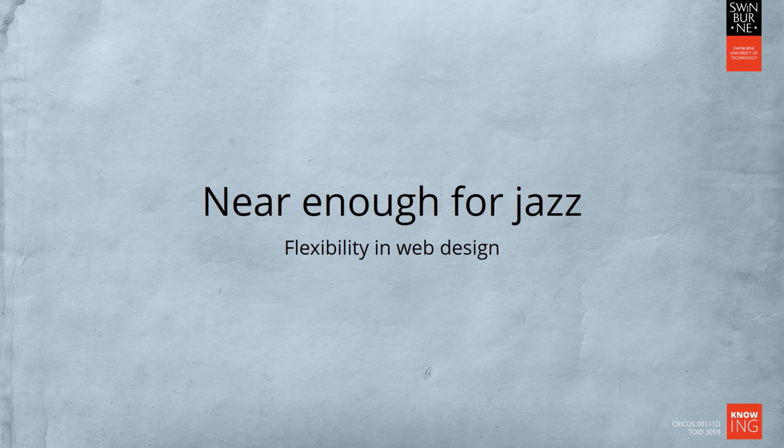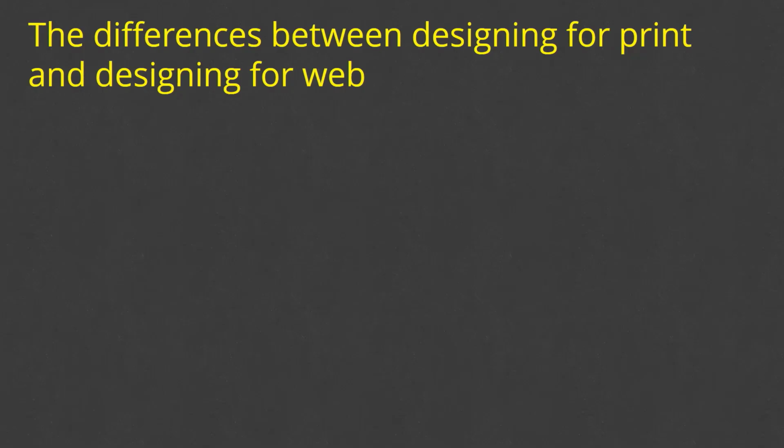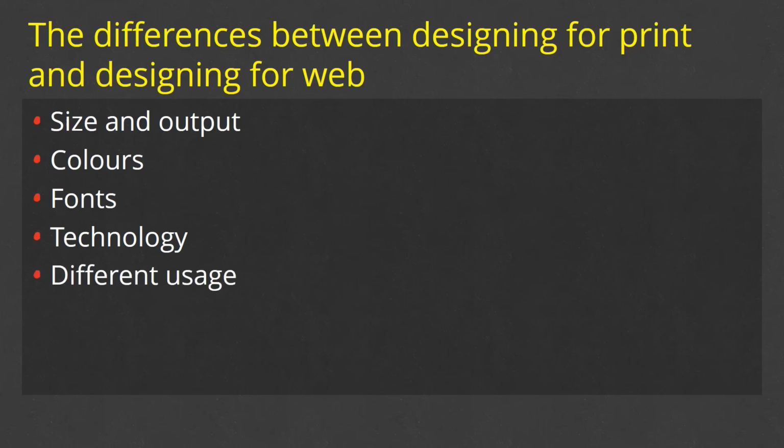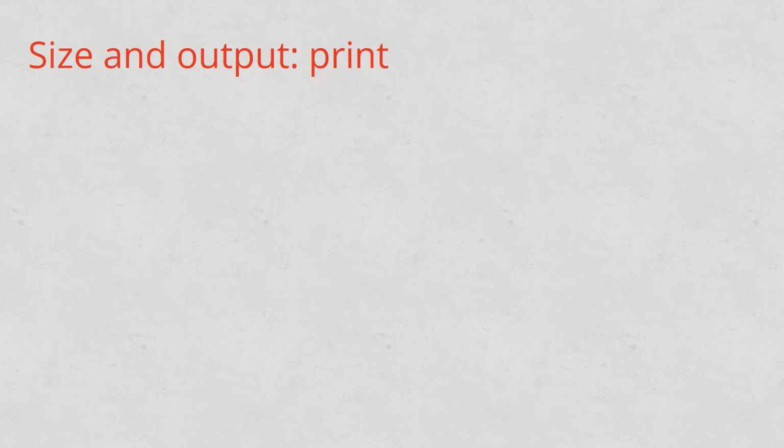So the idea of design in web design is that you get it looking good, but you also have a lot of fallback plans in case something goes wrong. There are differences in designing for print and designing for web if you are used to designing for print. Firstly, the size and the output are different. Colors end up being different. Fonts, the technology used, and the different usage by the end users, of course.